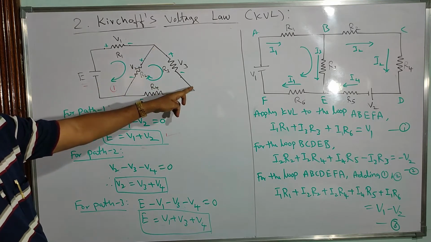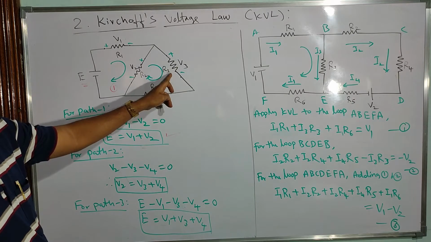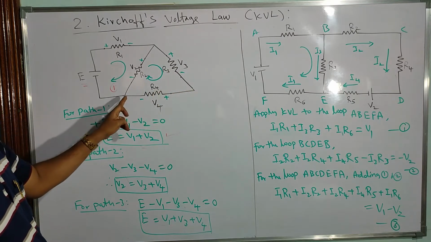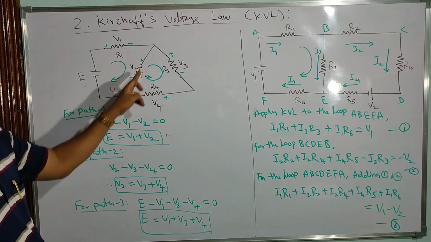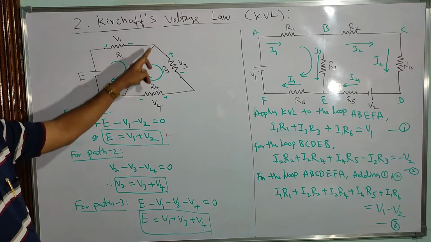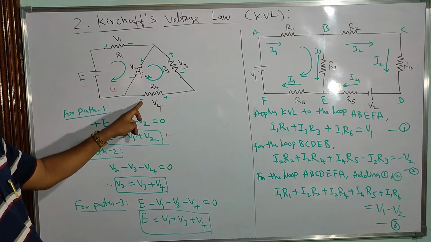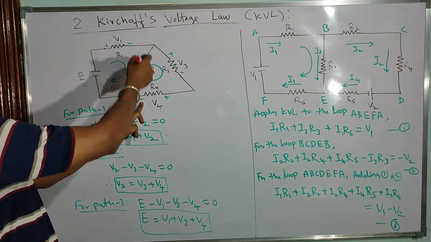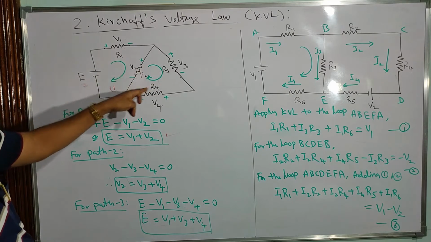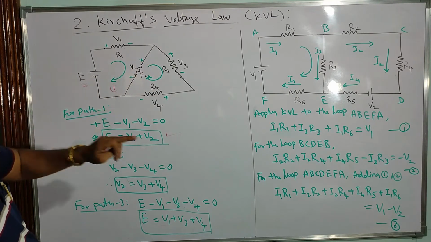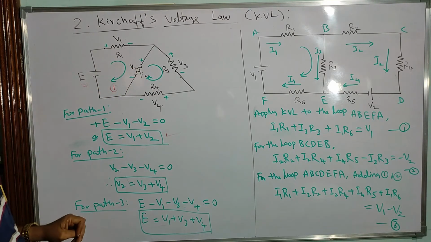From this node to this node there is a branch of resistor R3, and from this node to this node there is another branch of resistor R4, and then in reverse it is R2. Positive, negative, positive, negative. It is already assigned in this loop as positive and negative. So for this closed loop in the convention direction, apply the KVL again.